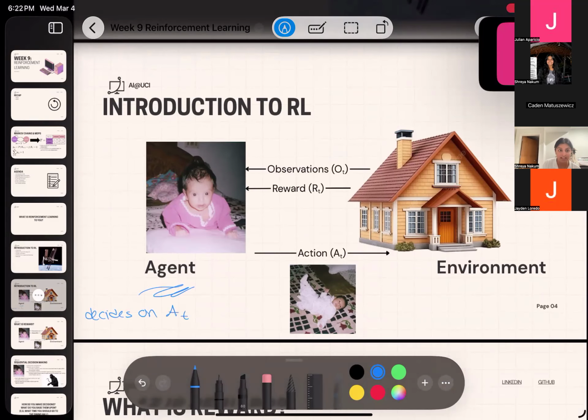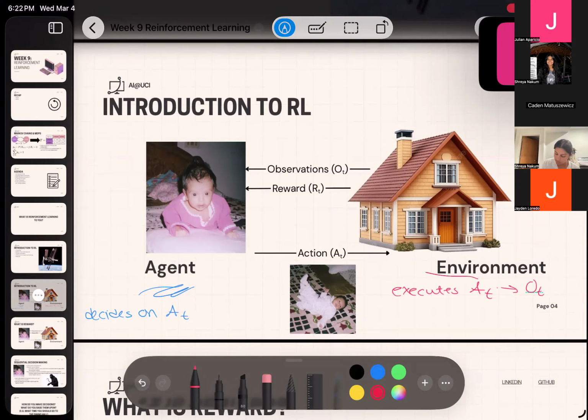We'll call it AT. And after it decides on an action that it gives to the environment, the environment executes the action and computes the next observation. So let's say that you're a baby and you want to crawl around. You decide on an action to sort of roll. The environment will execute this rolling and compute the next observation, which we'll call O of t, which could be that now you're on top of a carpet. After computing the next observation, it'll send that back to the agent.